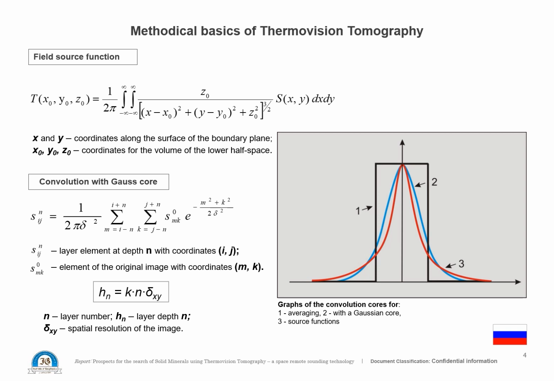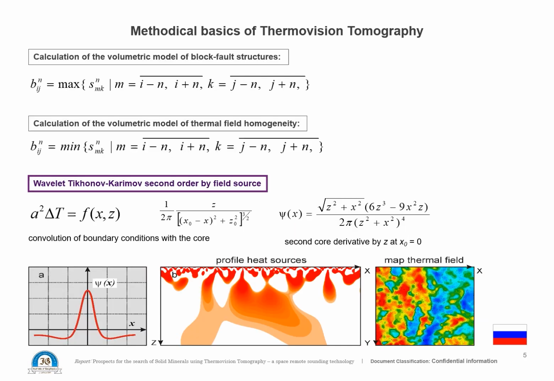The next two slides show the mathematical foundations and algorithms of thermovision tomography. The basis of the developed algorithms include solving the inverse problem of the boundary value type for a thermal field, with the construction of a model of block fault structures. The calculation of the local field distribution model is carried out by a two-dimensional wavelet transform based on the source function method.